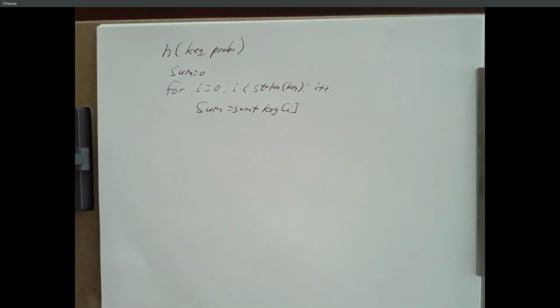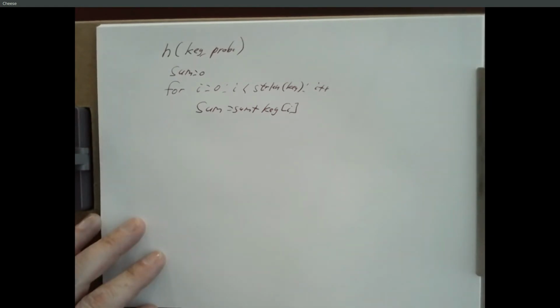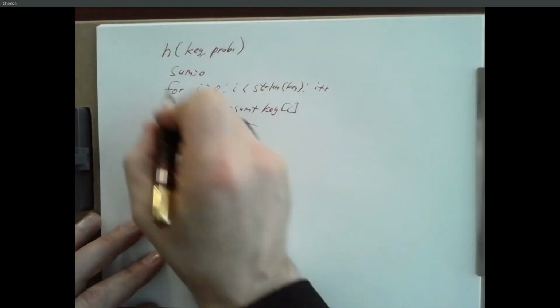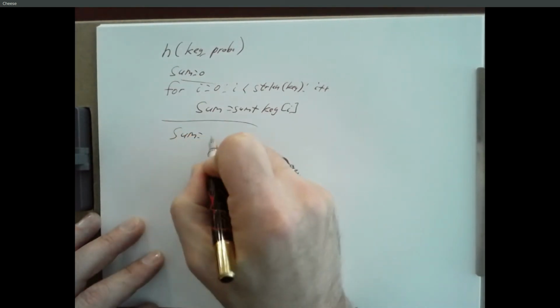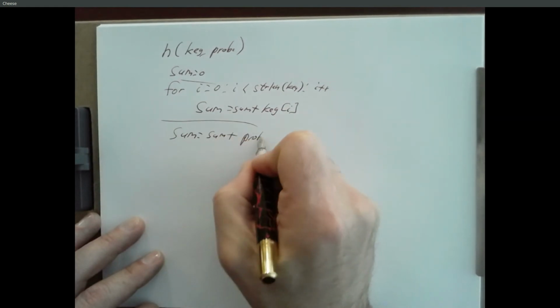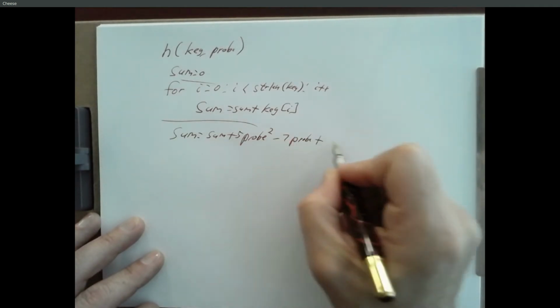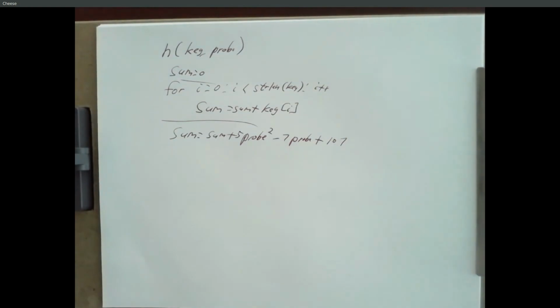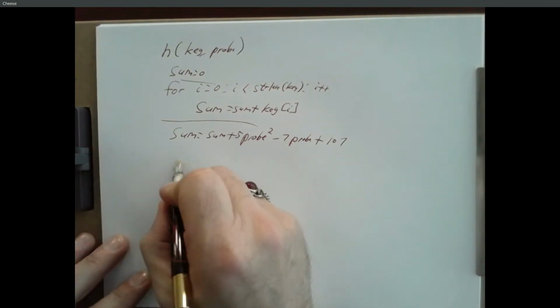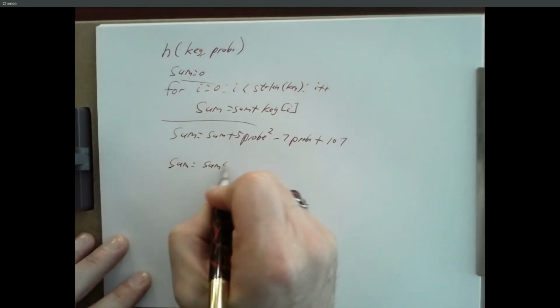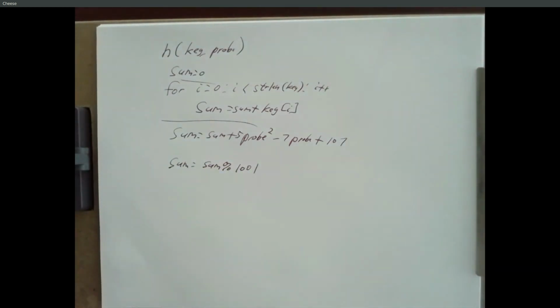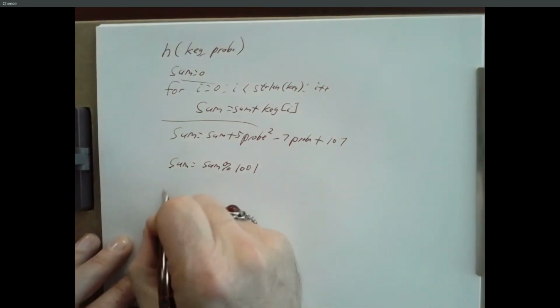So let's just add the ASCII characters of each letter in the key to a running sum. And then let's add 5 times the square of the probe, we'll subtract 7 times the probe, we'll add 107. Why? I don't know. And then we'll reduce that modulo 1001. And we'll return that.